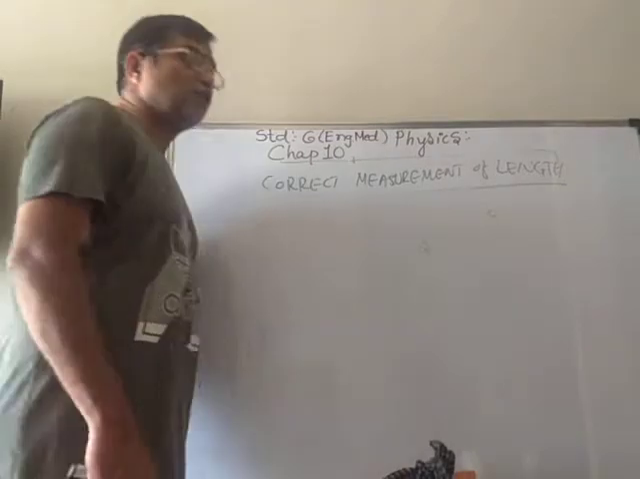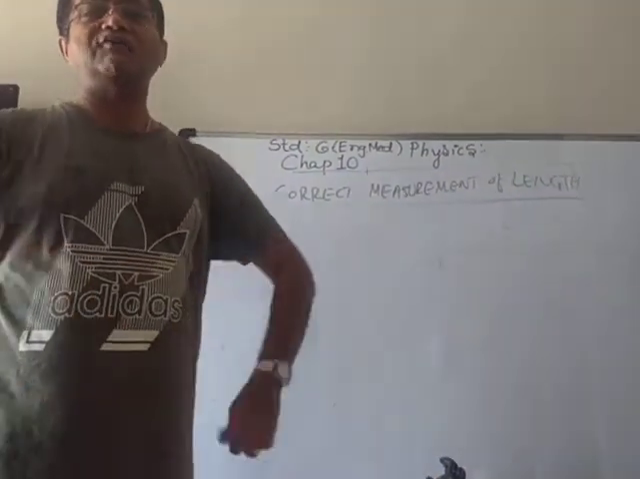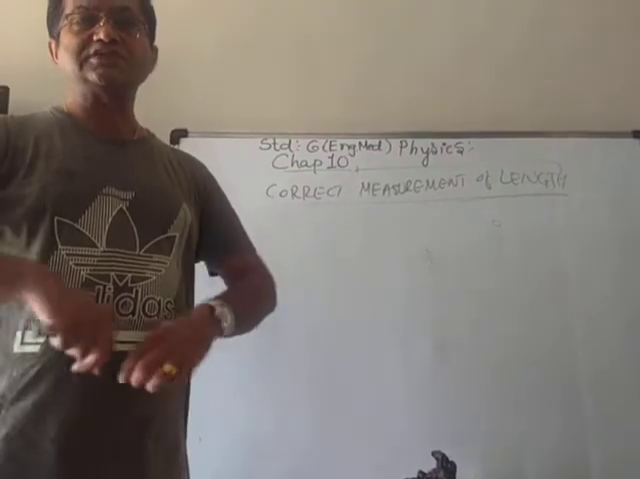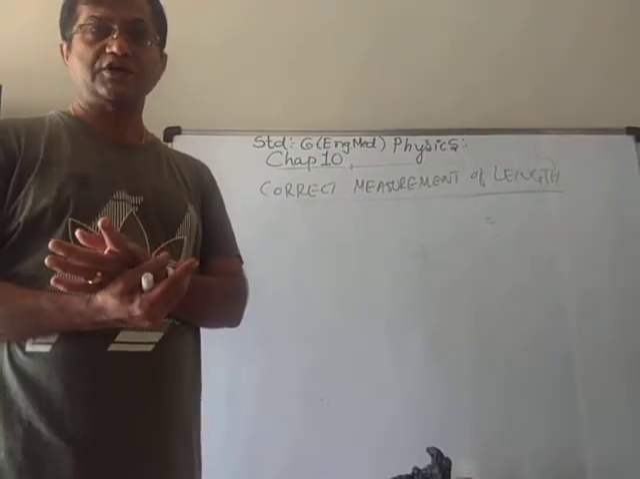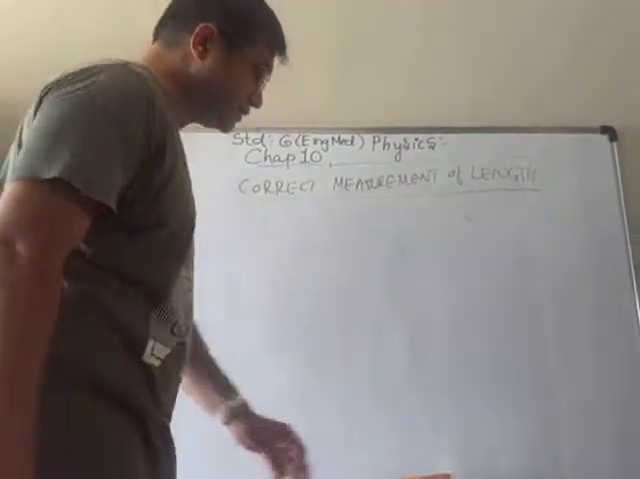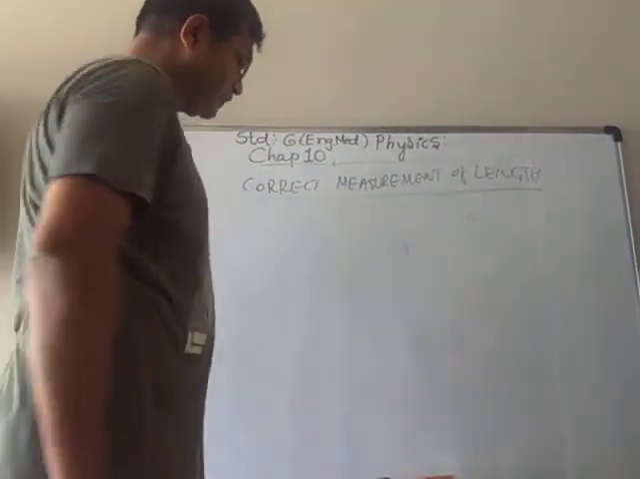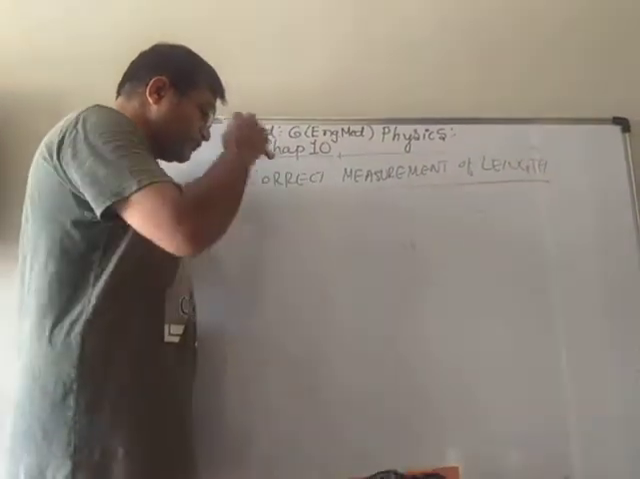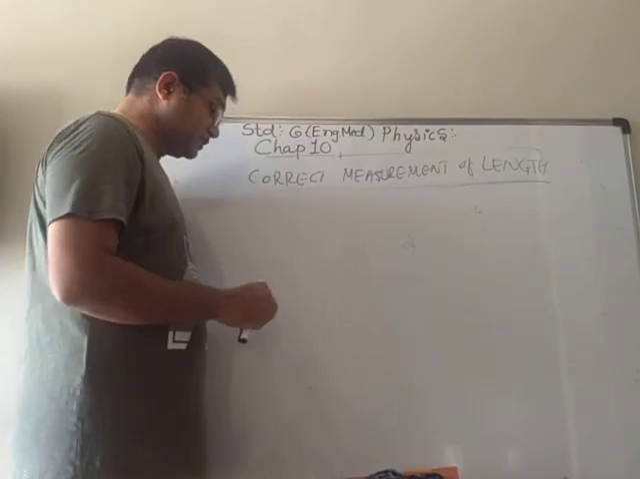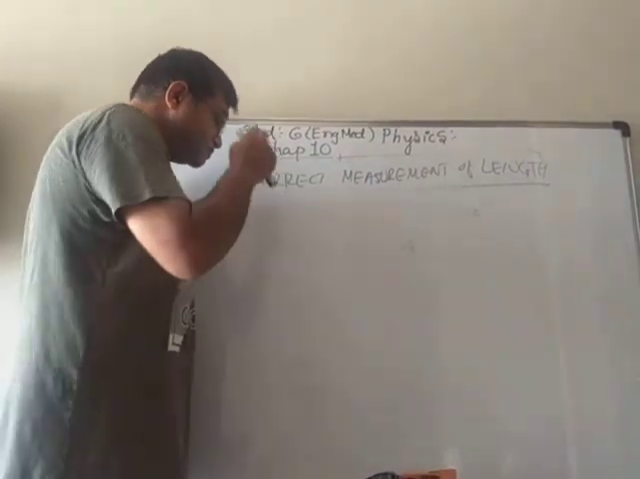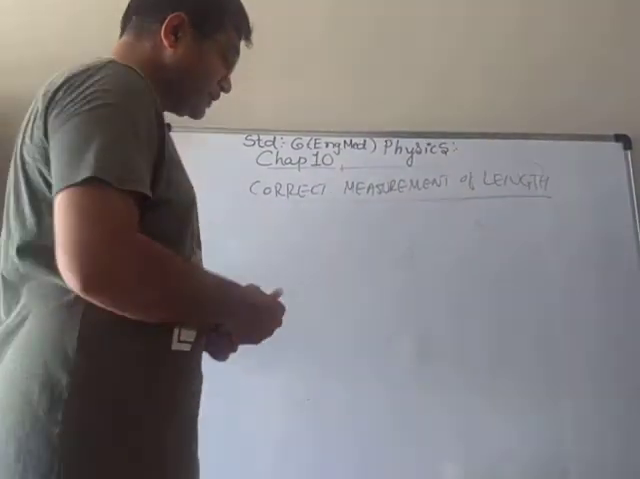Now if you want to measure the waist, you can't use your scale, because a scale cannot be bent like that. So that time we have to use the measuring tape that the tailors use. But when we take the measurement of length, we need to take care of some special things that you have to remember.